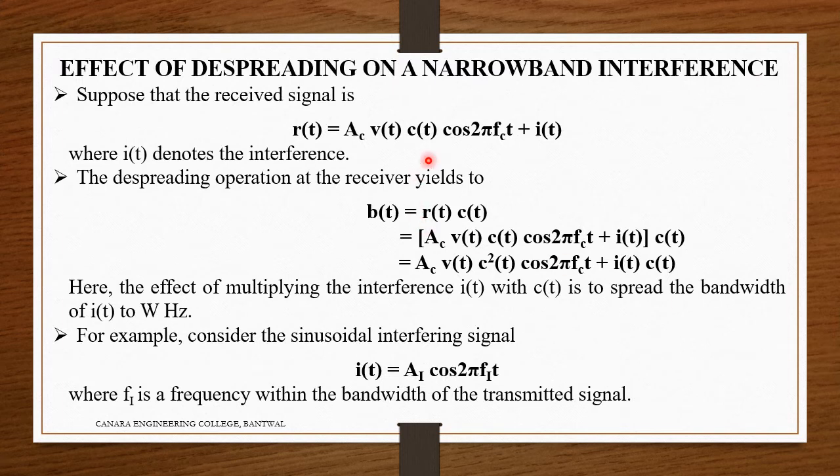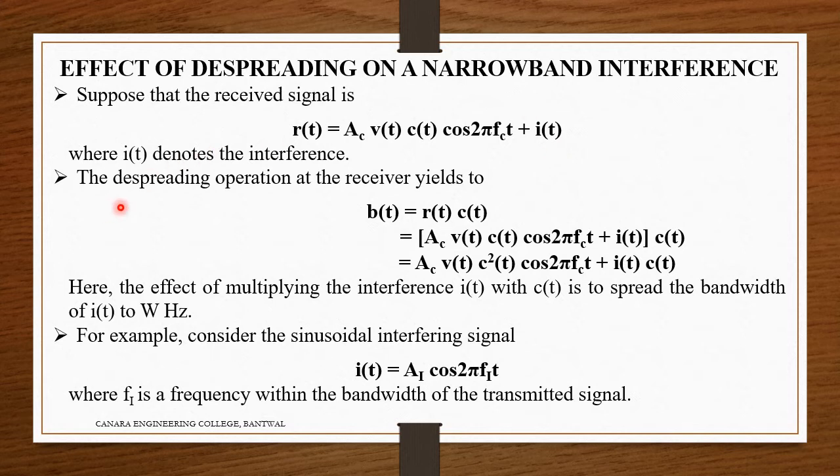Okay, so this was without the consideration of interference. Now if you are considering narrow band interference, what will be the case? Suppose the received signal is R of t, which is AC V of t into C of t into cos 2 pi fct plus I of t. This is the interference signal which I am going to consider. If interference was there, what will be its role, how does it operate, and how is it affecting the information?